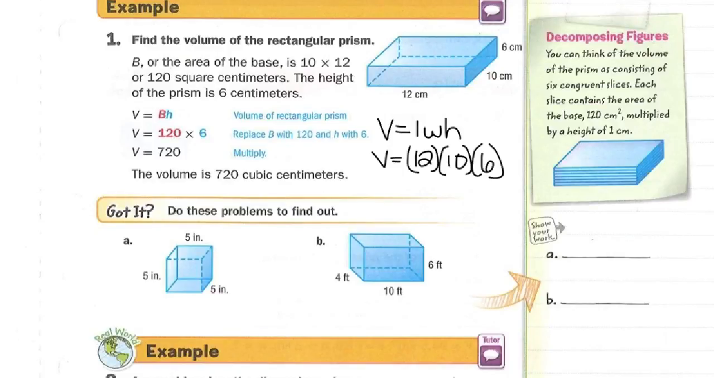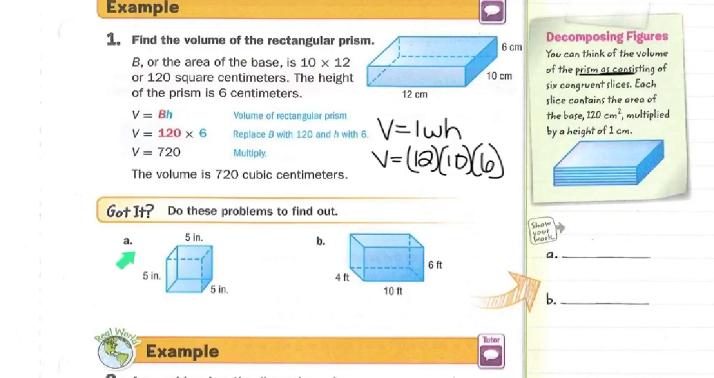Okay, you can also think about the volume of prisms as consisting of 6 congruent slices. Each slice contains the area of the base, 120 centimeters squared, multiplied by a height of 1. That's just another way to think about it. I prefer to use either this formula or this formula.